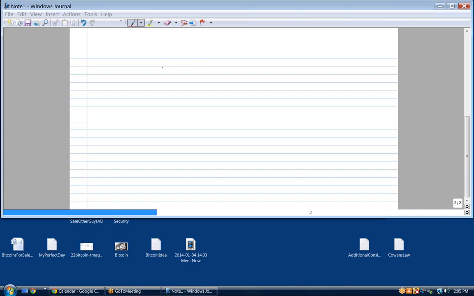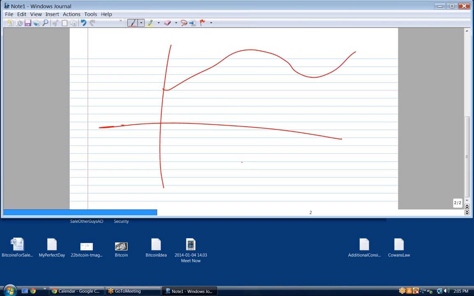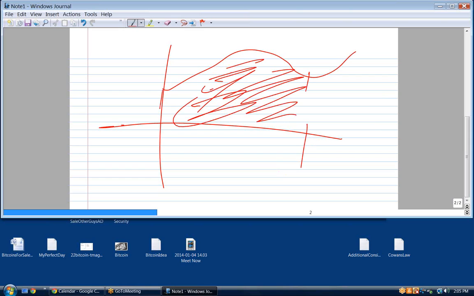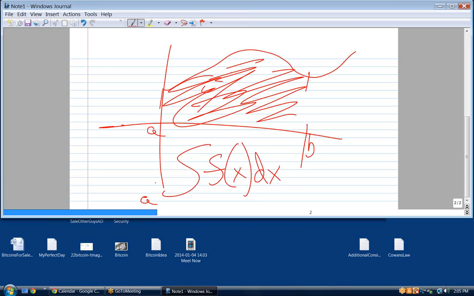Integration is basically the area under the curve. So if I want to know what the area under the curve between those 2 points is, I want to integrate that function from A to B. That'll tell me the area under the curve. And that's the starting point for all integration.